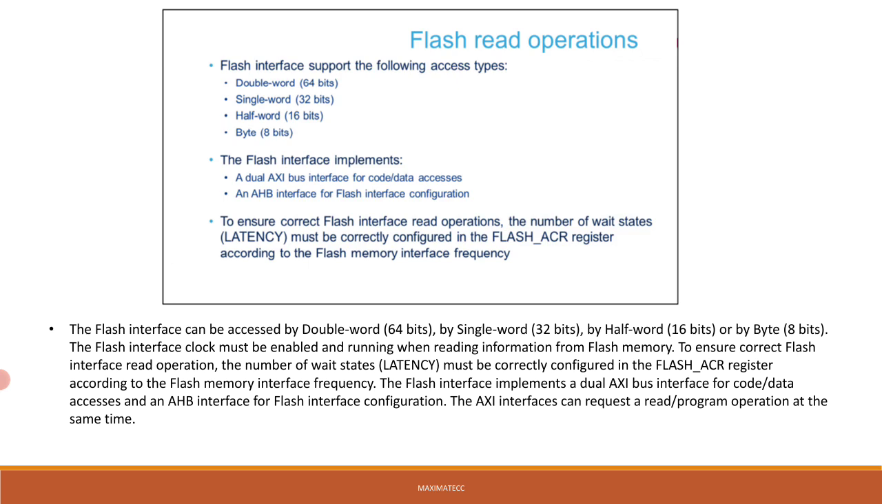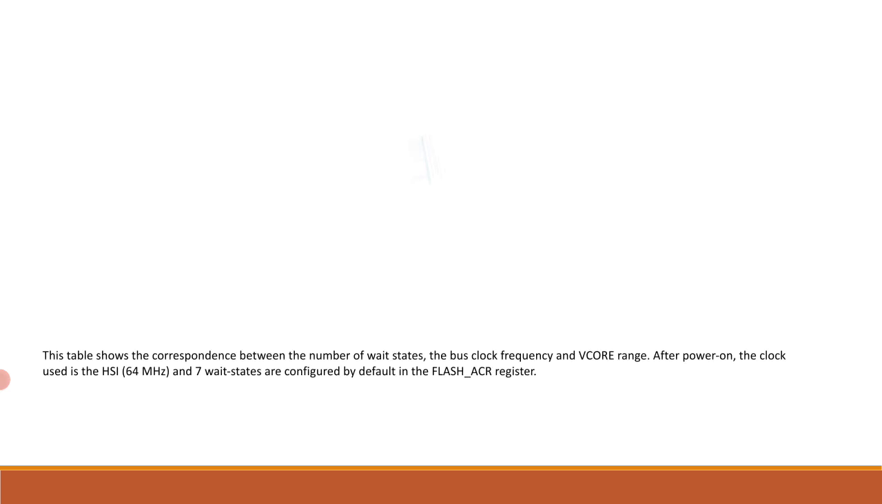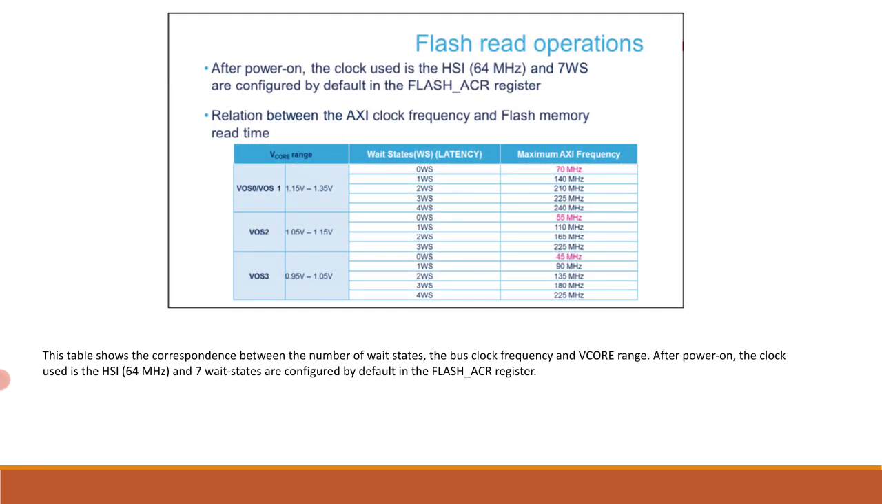The flash interface implements a dual AXI bus interface for code or data access and an AHB interface for flash interface configuration. The AXI interfaces can request a read or program operation at the same time. So how do we do that? I'll show you a table that shows the correspondence between the number of wait states, the bus clock frequency, and the VCore range. This is the table for flash read operation.